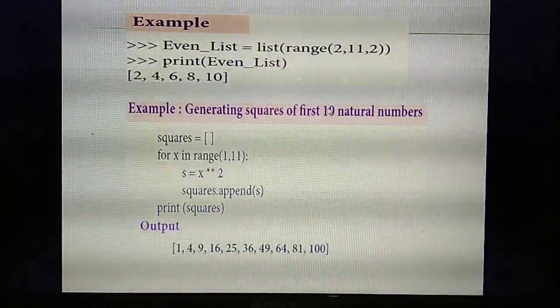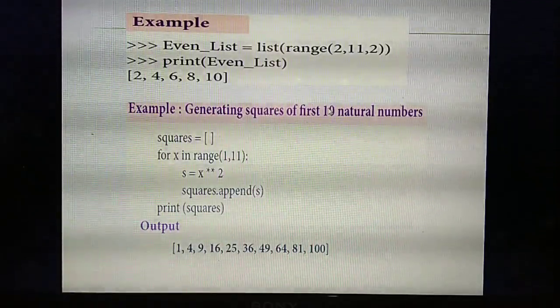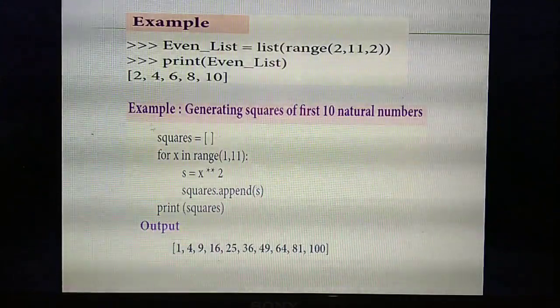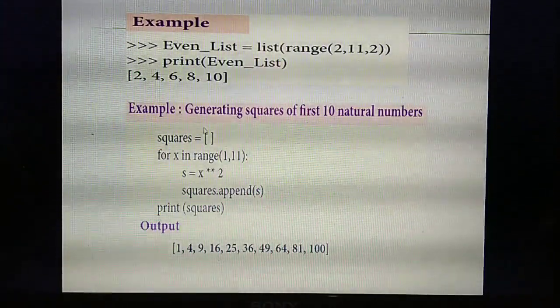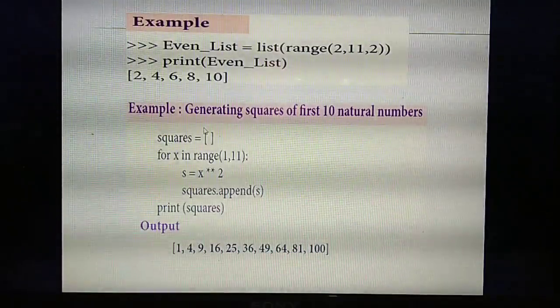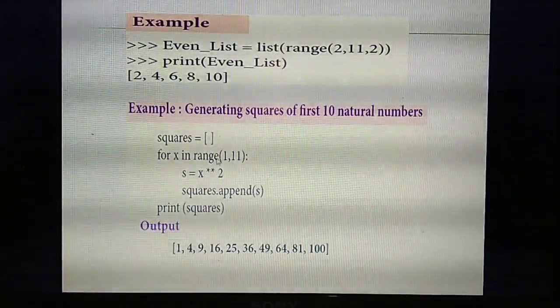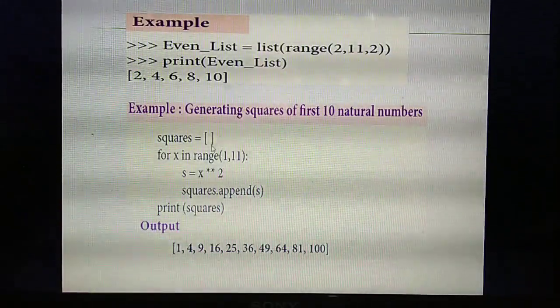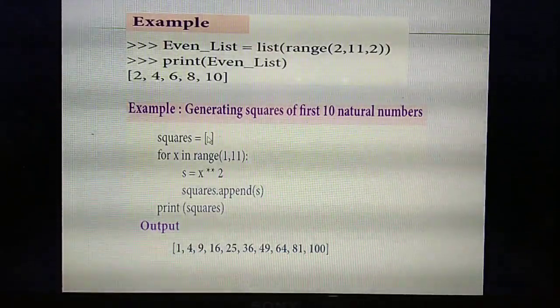Next you are going to find the squares of the first 10 natural numbers. So what's the program? Finding the squares of the first 10 natural numbers. For that, first you are going to create an empty list, because at the start there are no elements in the list. How do you create an empty list? With the bracket symbol. So squares is equal to empty brackets. What's the meaning of this? An empty list. Initially there are no elements in the list.